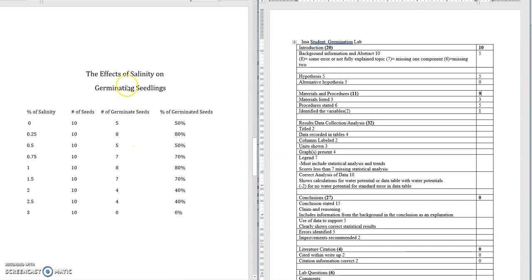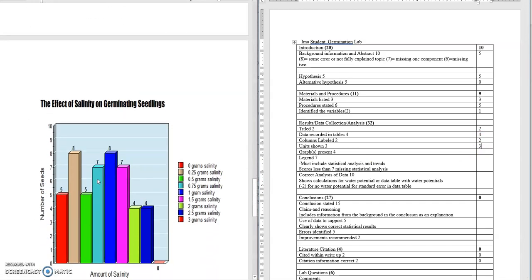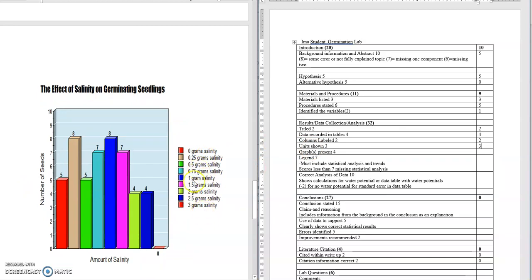On to the results. The effect of salinity on germinating seeds. She has the columns labeled and units. So she has it titled. She has data recorded. She has her columns labeled, and she has units shown. Let's take a look at the graph. The effect of salinity. Number of seeds. She's listed the different keys. The amount of salinity. You would get 4 points for the graph.